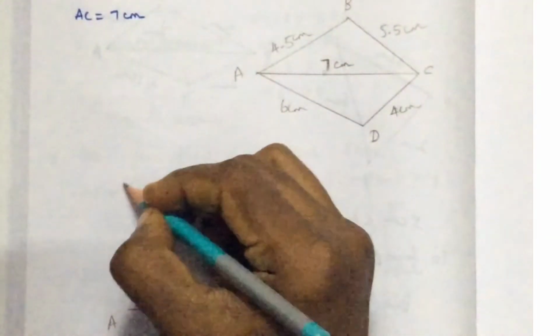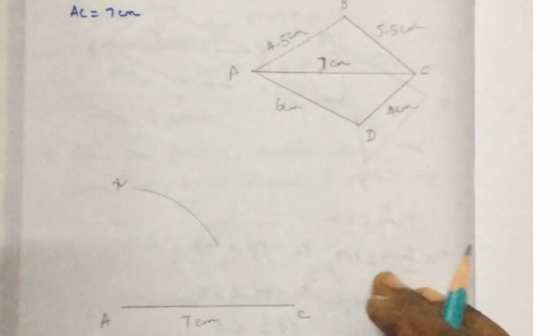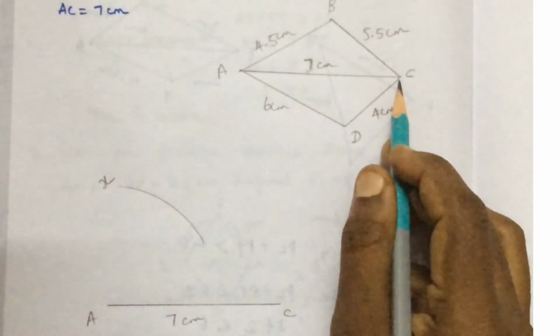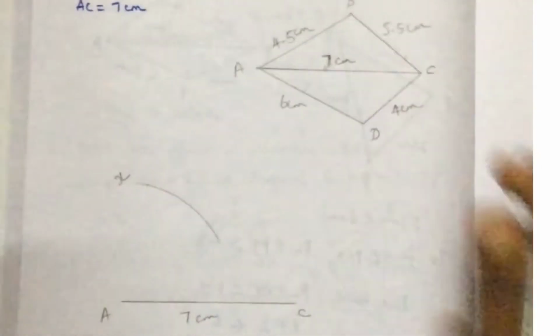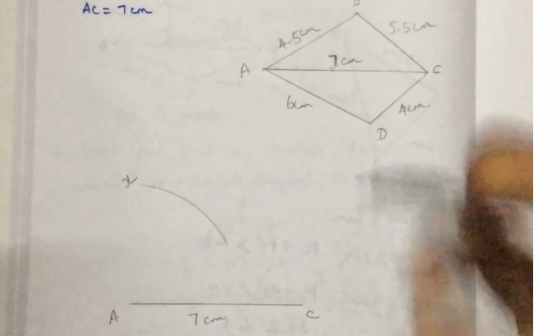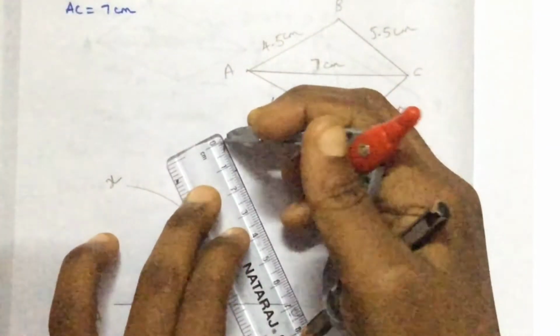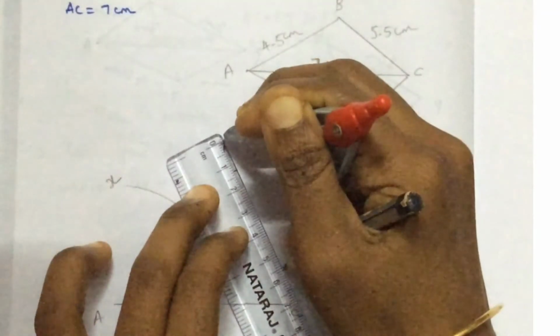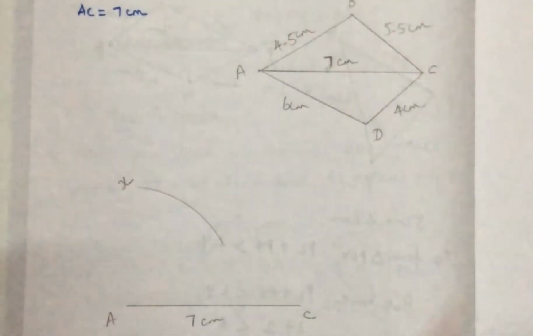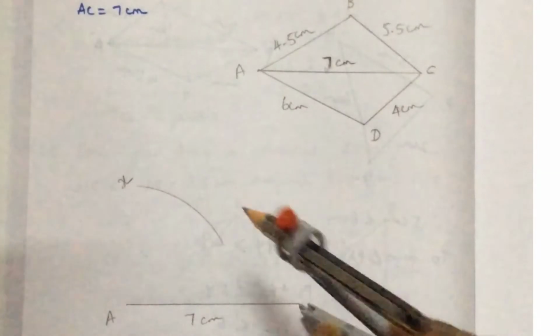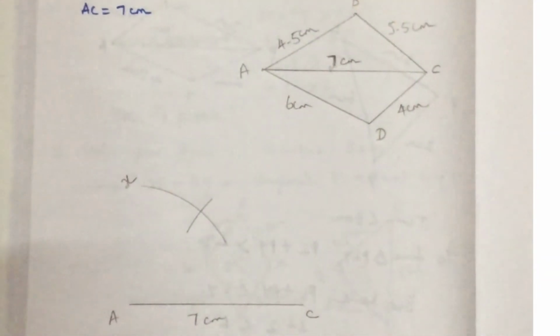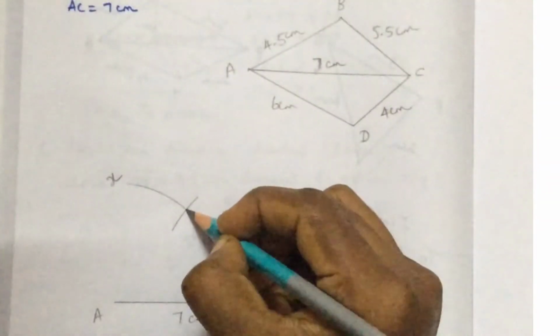Okay, I can name the arc as X. Again with C as center, I am going to cut this arc at 5.5 centimeter radius. So I have to take 5.5 here. This is 5.5. Okay, so with C as center, I have to cut this arc. The meeting point should be this B. So meeting point is this B.